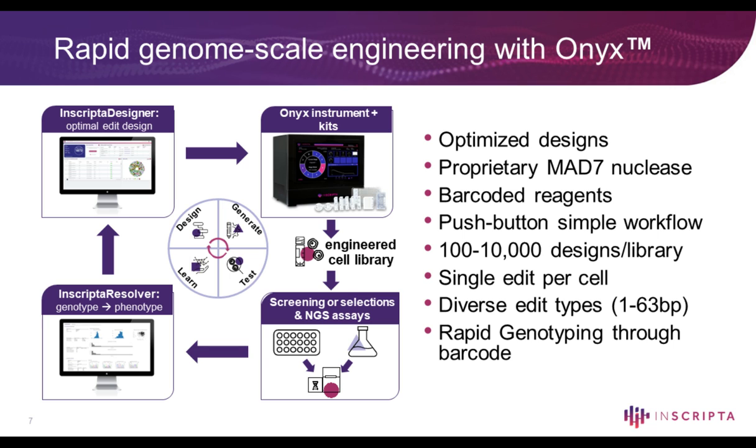And this process completes with our resolver software, which enables you to identify the genotype and connect it to the phenotype. So by this combination of software, instrument, and analytics, we are able to create libraries of engineered cells which are precise, single edit per cell, diversity of edit types such as deletions, insertions, and substitutions, and enable rapid genotyping. So we spoke about scale, performance, and ease of use earlier. So let's unpack that a little bit and see how the Onyx platform achieves this.